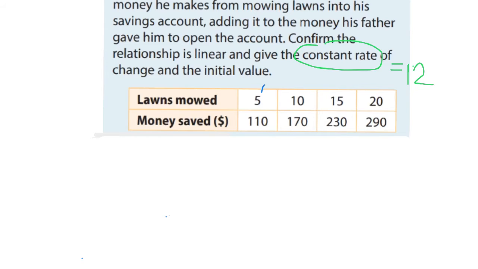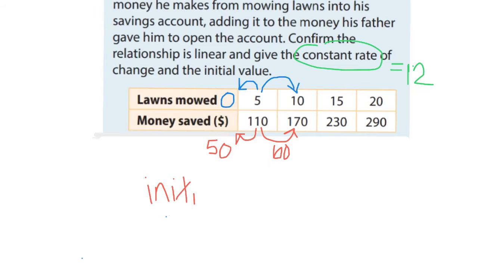Now we want to find the initial value. So I was increasing by 5 each time. So rather than go up by 5, I'm going to go down by 5. So 5 minus 5 is 0. On my money saved, I went up by 60. So let's go down by 60, and you get $50. So the initial value is $50.